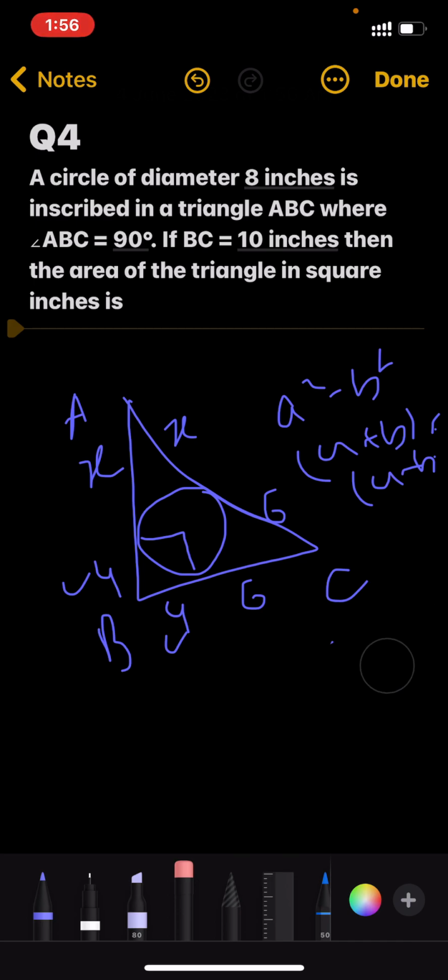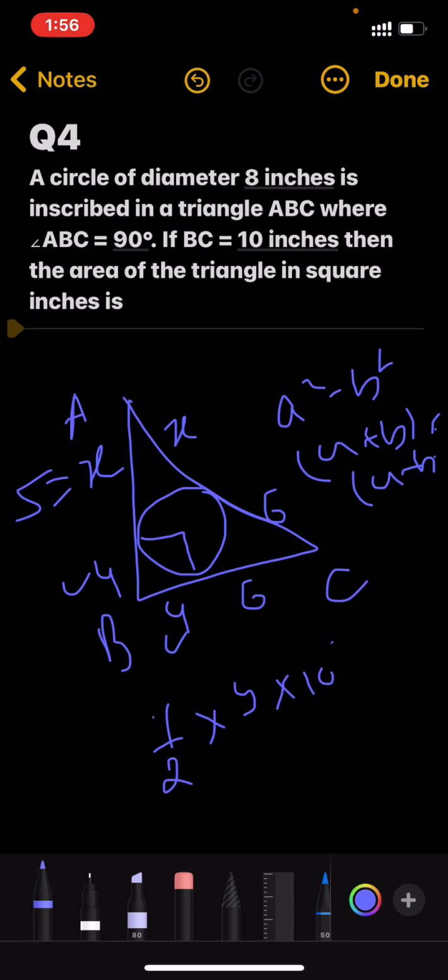Now let's put 5 over here, so this is 5. So area will be 1 by 2, 9 into 10. Is it a calculation mistake somewhere? I guess yes, there's a calculation mistake.